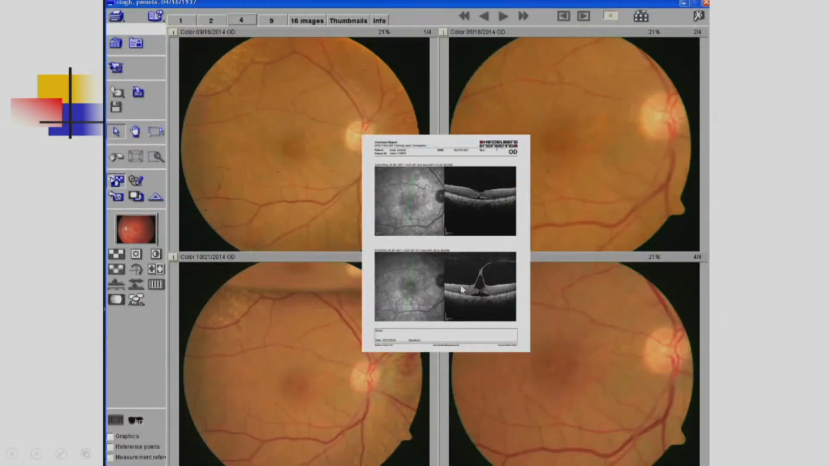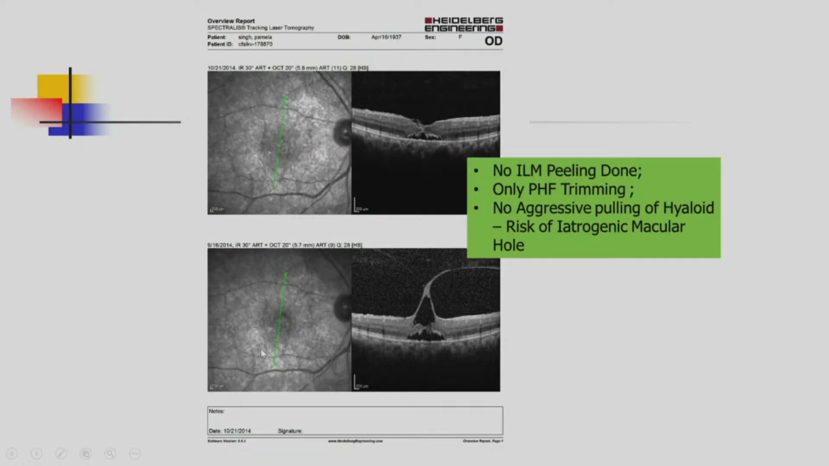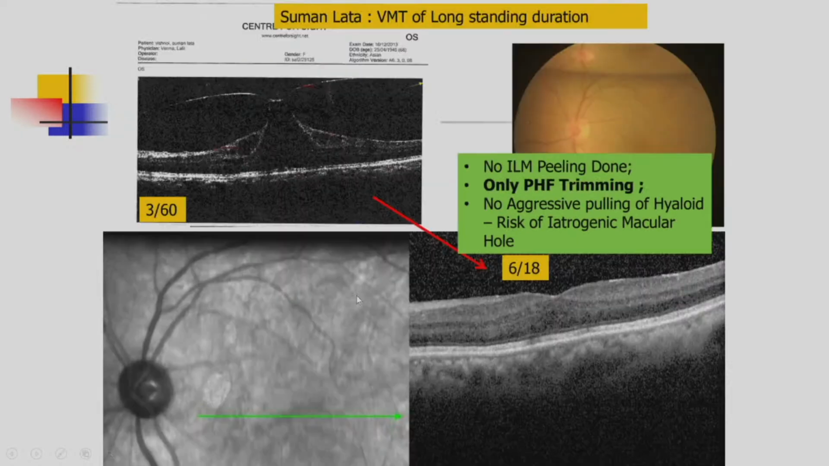So this was the result of this patient, which I showed this OCT, and again this patient did improve. The air bubble is still inside once we took this photograph. This was another patient. Only this PHF trimming was done, foveal sparing PHF, and no ILM peel also.